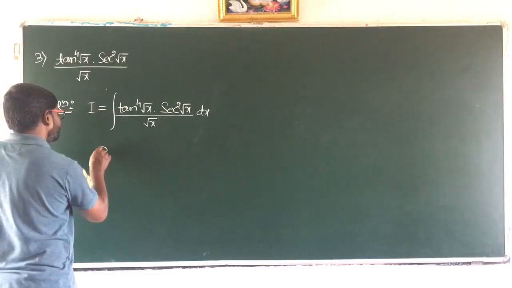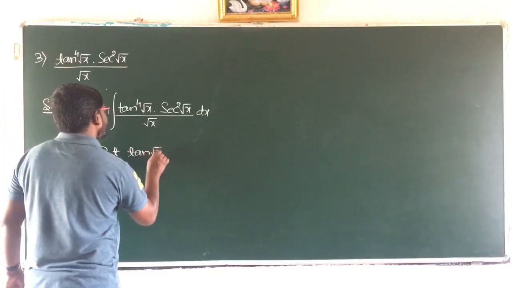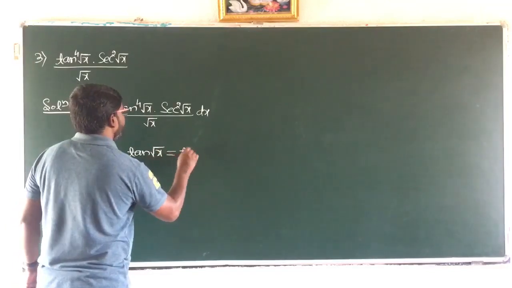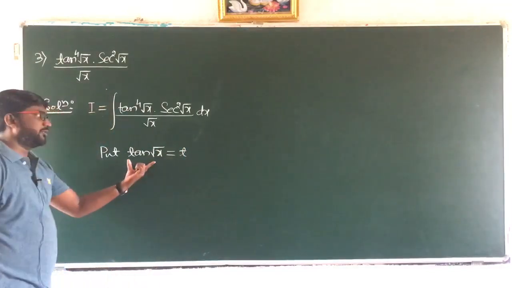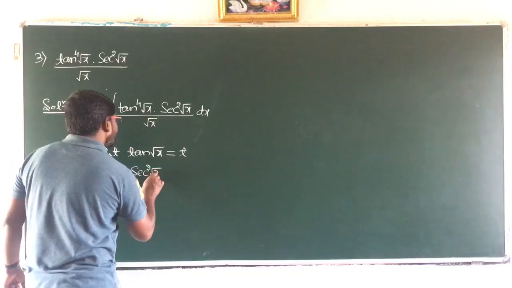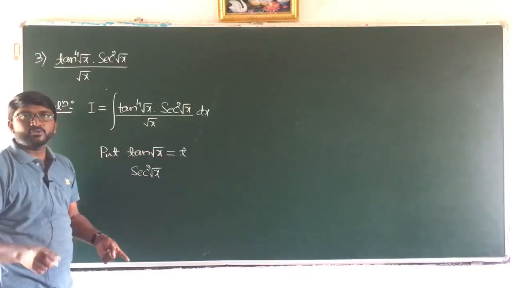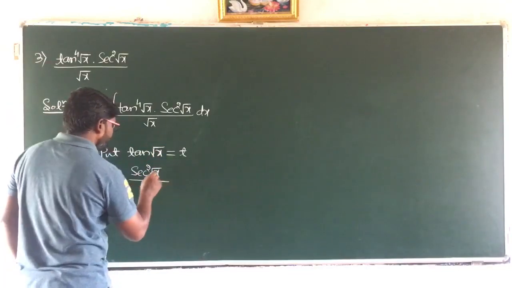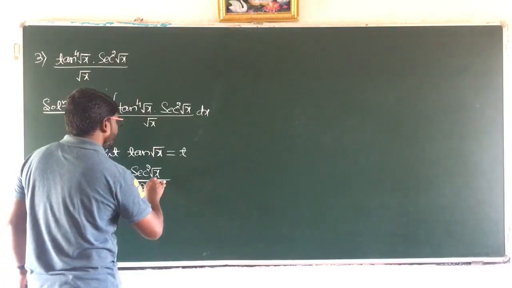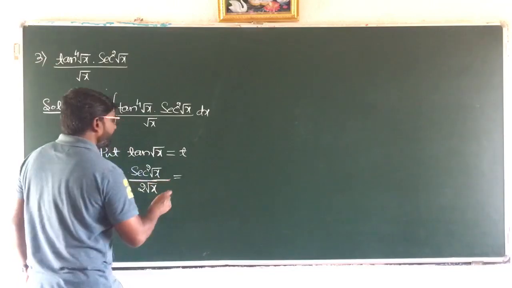Put tan root x equal to t. What is the derivative of tan root x? It is secant square root x. Then the differentiation of root x will be 1 by 2 root x. So it is secant square root x times 1 divided by 2 root x, which is equal to dt by dx.